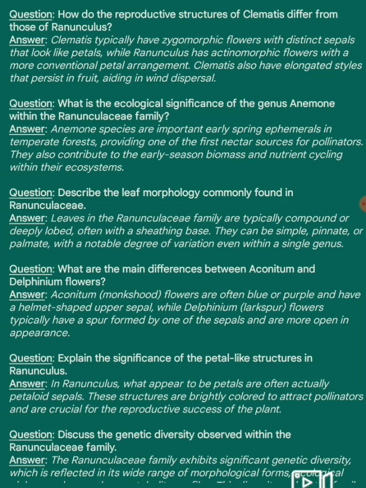Next question. Describe the leaf morphology commonly found in the Ranunculaceae. Answer. Leaves in the Ranunculaceae family are typically compound or deeply lobed, often with a sheathing base. They can be simple, pinnate, or palmate, with a notable degree of variation even within a single genus.